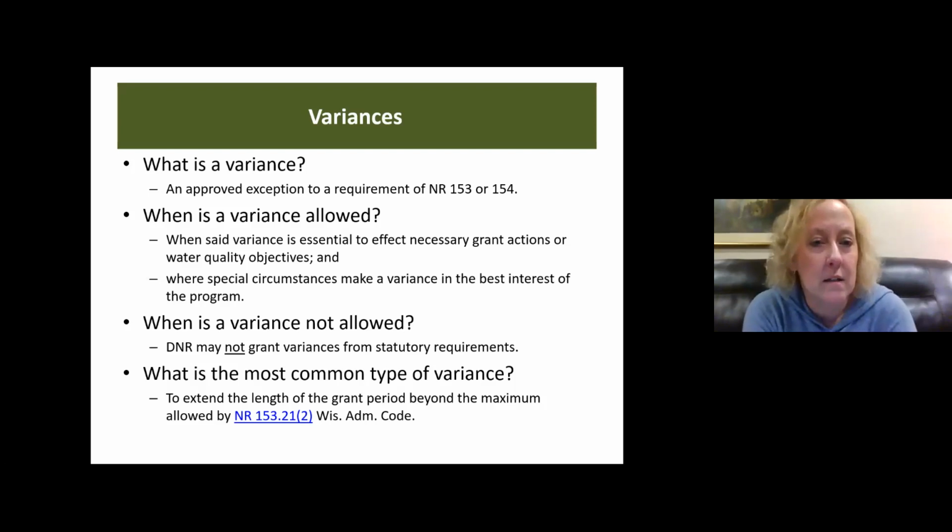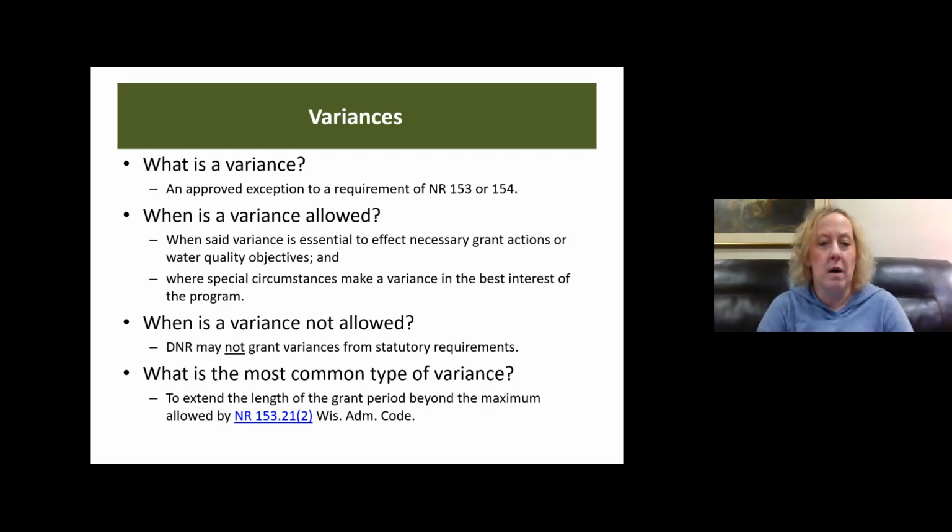And when is a variance allowed? A variance may be essential to carrying out the grant actions and the water quality objectives of your project. There may be special cases where that variance is in the best interest of the program as a whole, depending on the project situation. Variances cannot be issued when that requirement of our program is based in statutes.